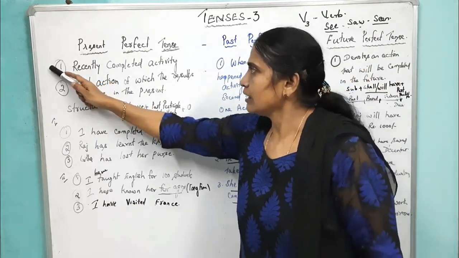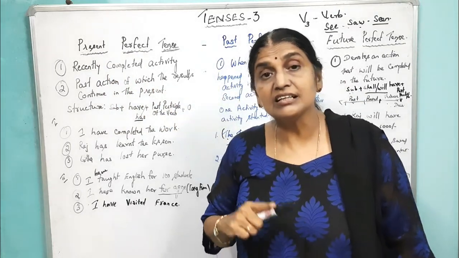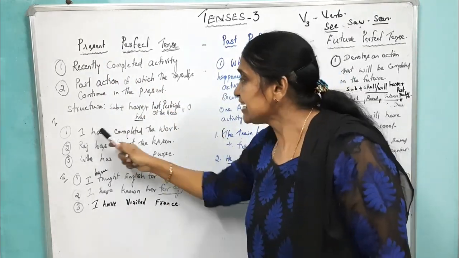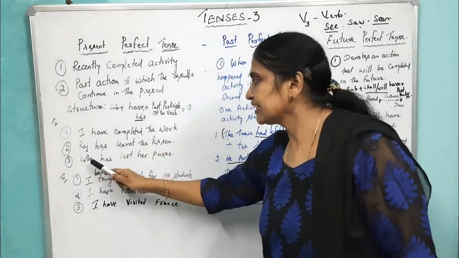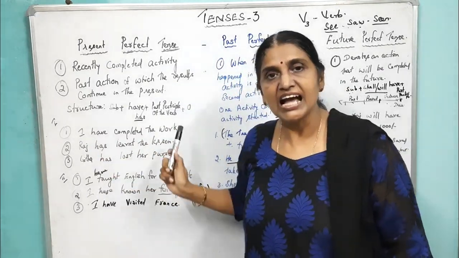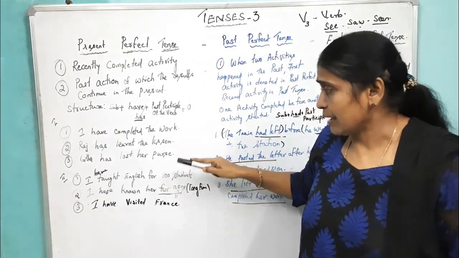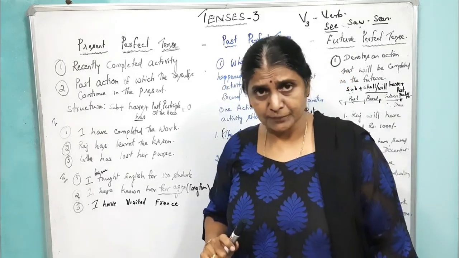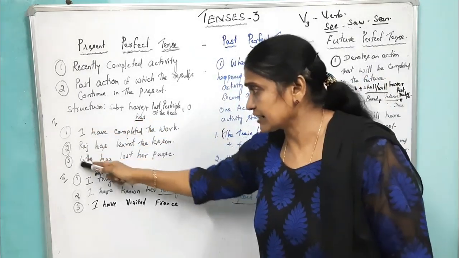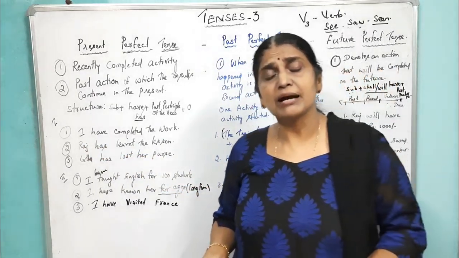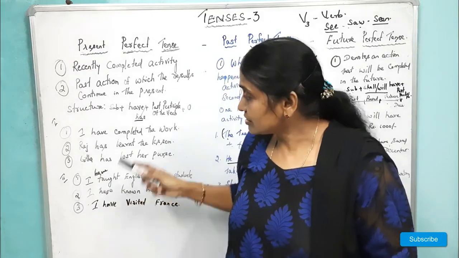For the first usage, recently completed activity. I have completed the work. Raj has learned the lesson. Geeta has lost her purse. I have given you 3 examples. And in these 3 examples, the time is not mentioned. That means these are activities which are recently completed. Maybe 1 hour back or maybe 5 hours back, or recently.